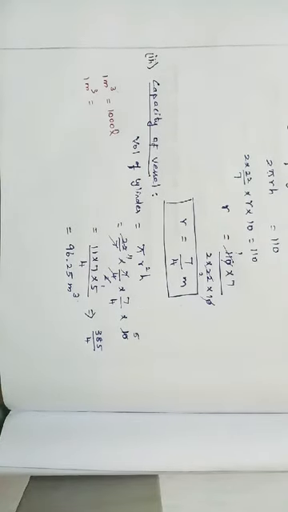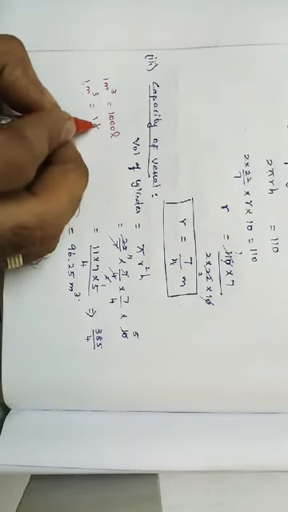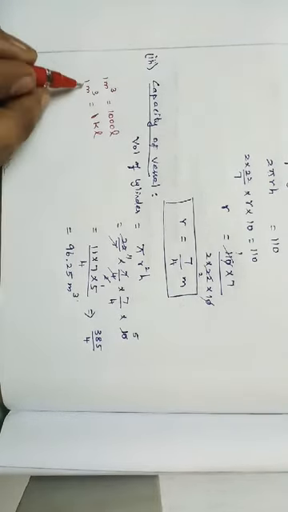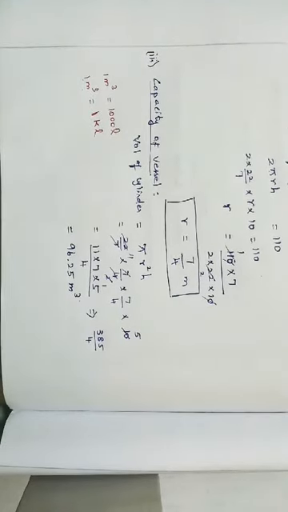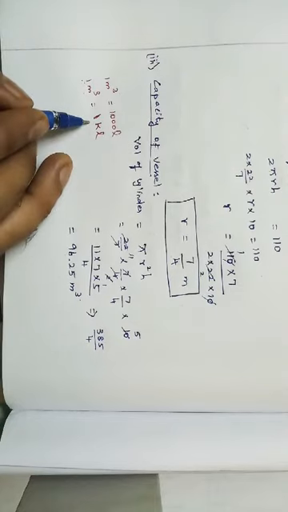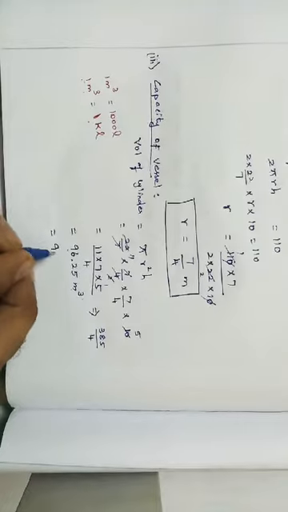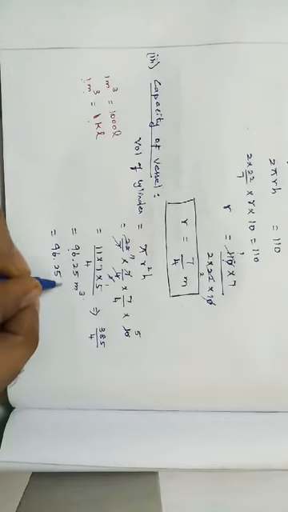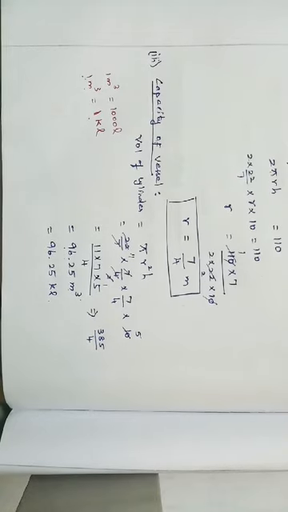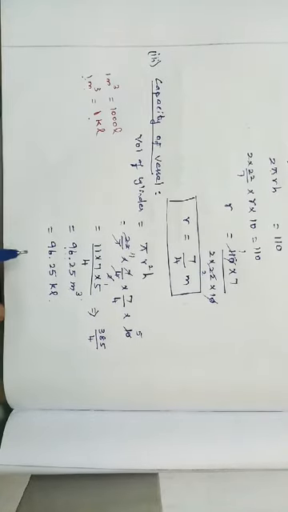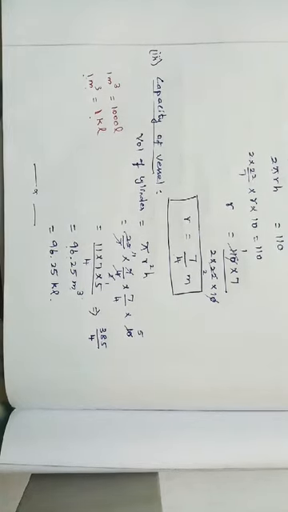Now I'm going to find it in terms of kiloliter. 1 meter cube is equal to 1 kiloliter, right? I'm going to convert in terms of kiloliter. So 1 meter cube is equal to 1 kiloliter. Then 96.25 meter cube is equal to 96.25 kiloliter. Therefore the volume, the capacity of the vessel, is equal to 96.25 kiloliter, right?